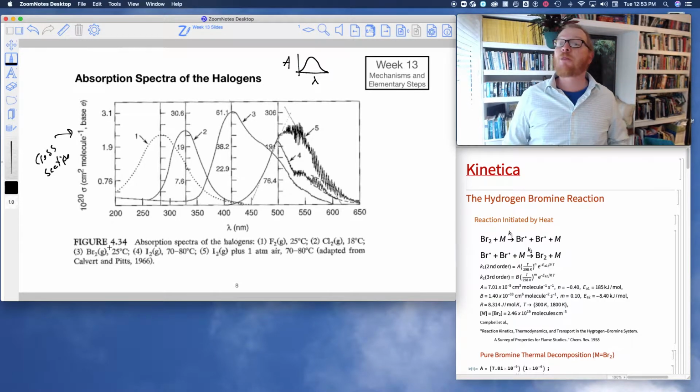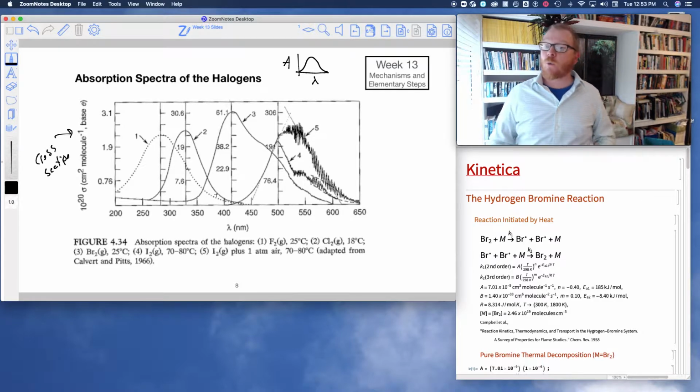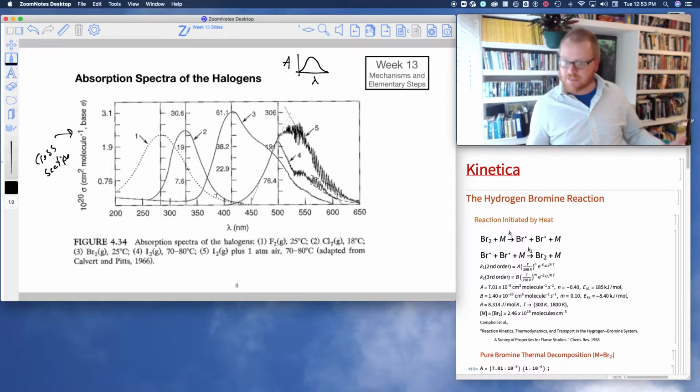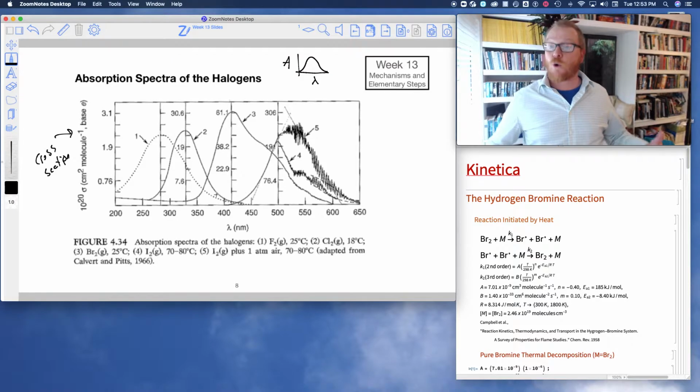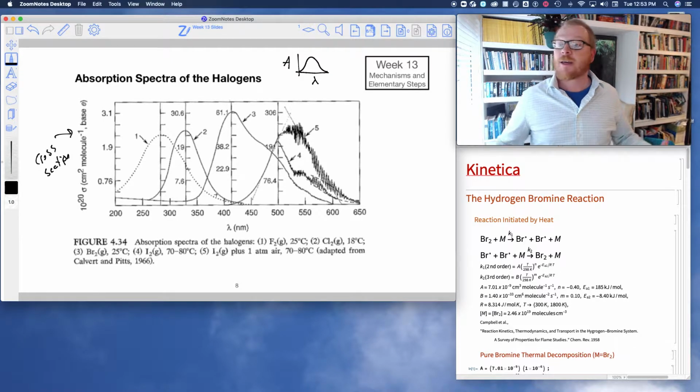Fantastic. Then you have an absorption spectra where you don't have to specify the concentration, nor do you have to specify the path length. It is a general, fundamental way of looking at a spectra. Concentration, path length, not required.